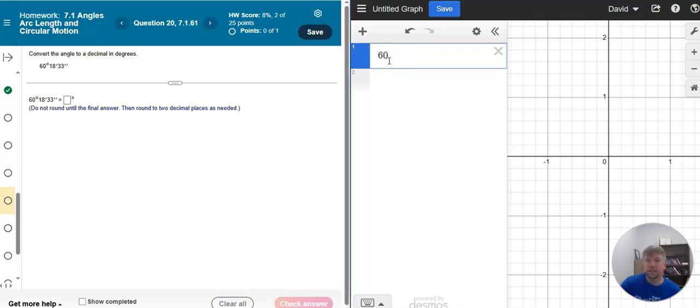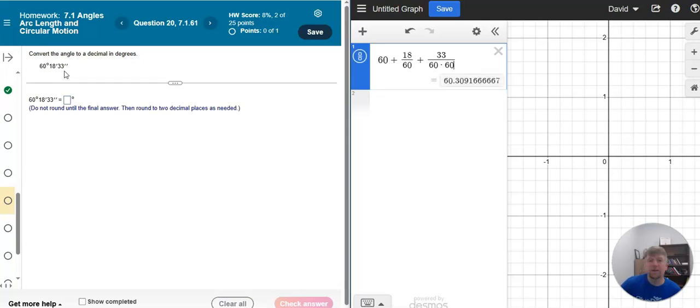I'm just going to put this 60 in there and then plus, and then the 18 minutes is 18. There are 60 minutes in a degree, so I'll put a 60 on the bottom, and then plus, and then the last number, the 33 here, that's the numerator. The denominator is there's 60 seconds in a minute, but there's also 60 minutes in a degree.